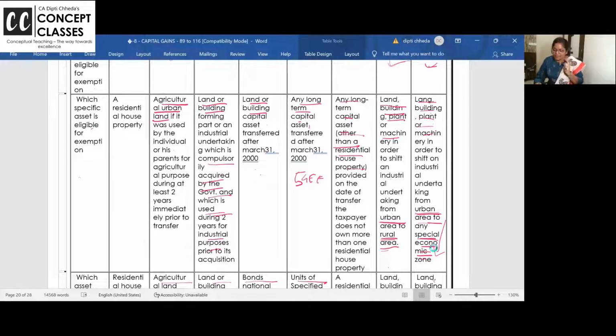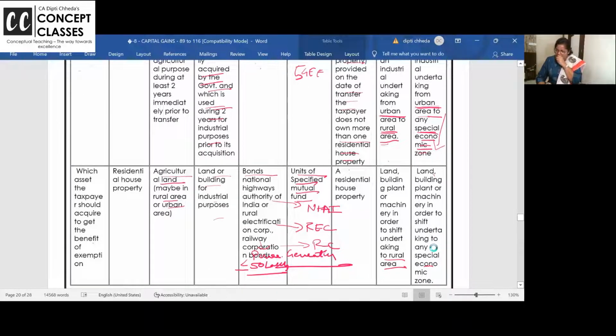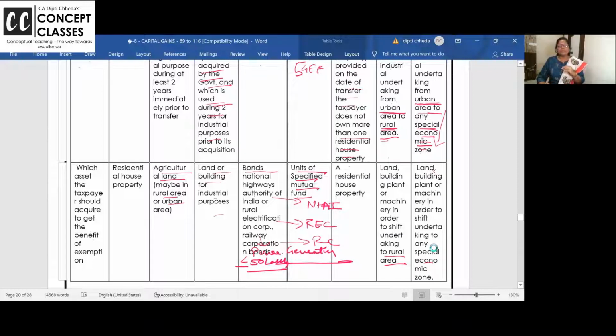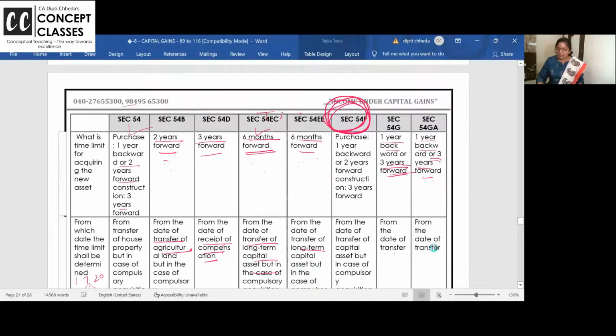But promise that on the date of transfer of the capital asset, you should not have more than one residential house. So one house you have and one more house you are buying. ठीक है? Excuse me. One house you have and one more house you are buying. Residential house property. Which asset you should acquire? Residential house property. अब घर खरीदना है तो Control C, Control V.